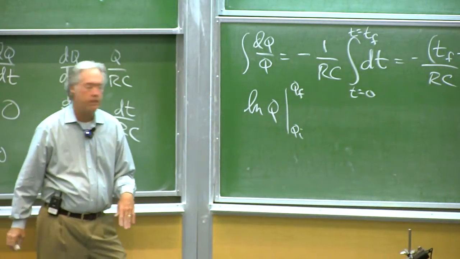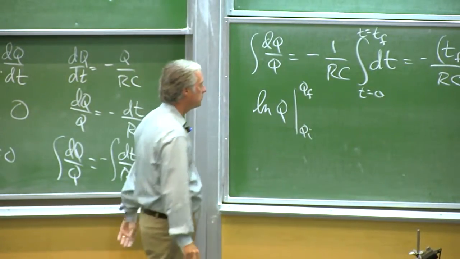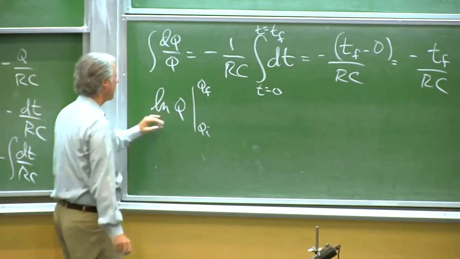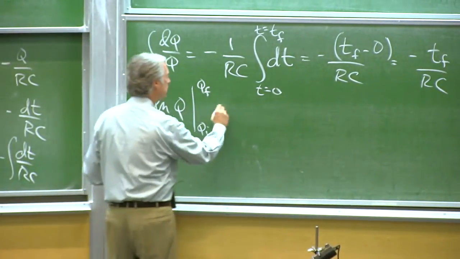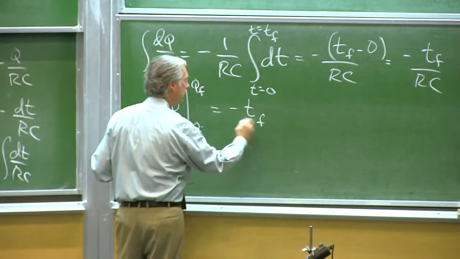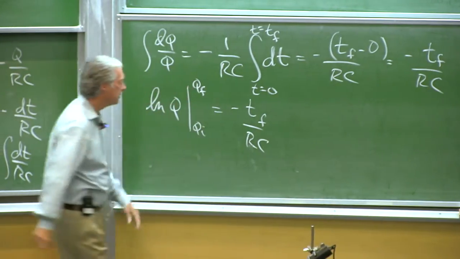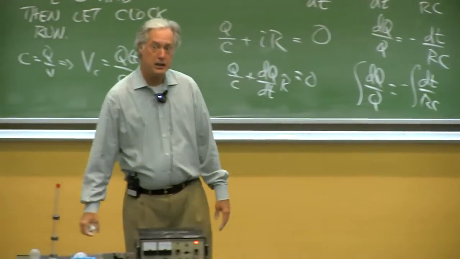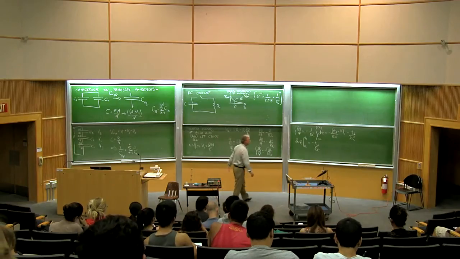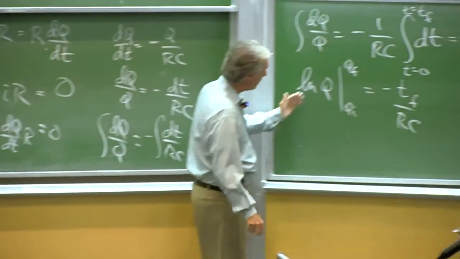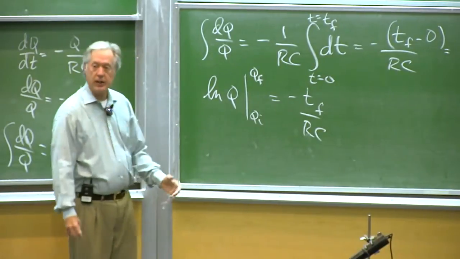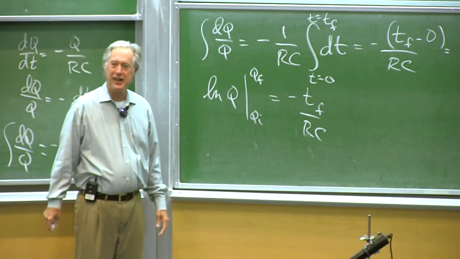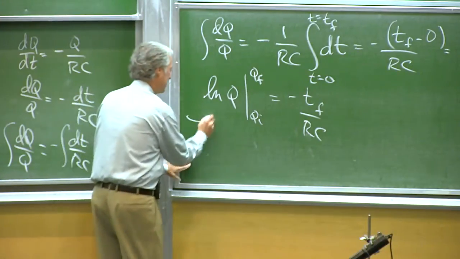Okay? Log. So that's telling me that the log of this is equal to minus tf over RC. Do you guys like dealing with logs? No, we're not in the lumber business. Let's just stay away from that as much as we can. Let's get rid of the log by doing an exponential on both sides. Can we do that? Yep. Why not?